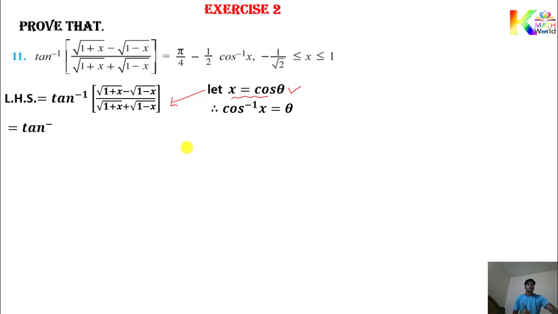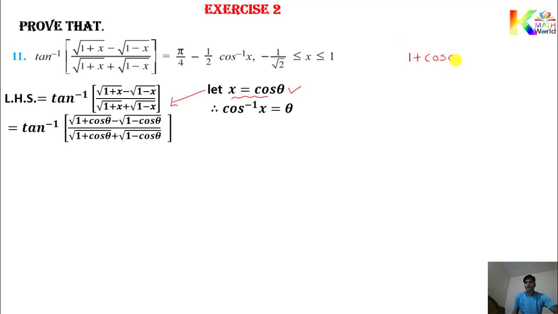So we get tan inverse of this one. We just replace x by cos theta. Now here you can see we have 1 plus cos theta and 1 minus cos theta. We know the formula for both of these. 1 plus cos theta, what is the formula? 2 cos square theta by 2, and the formula for 1 minus cos theta is 2 sin square theta by 2.